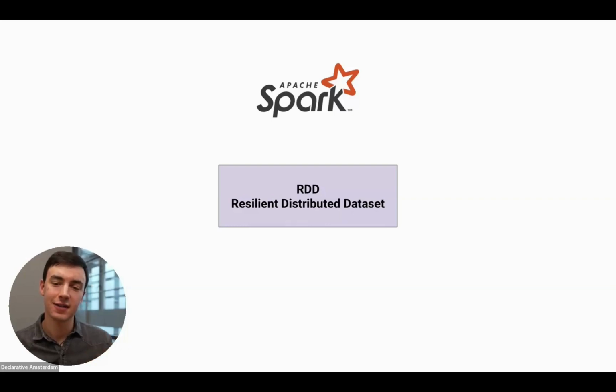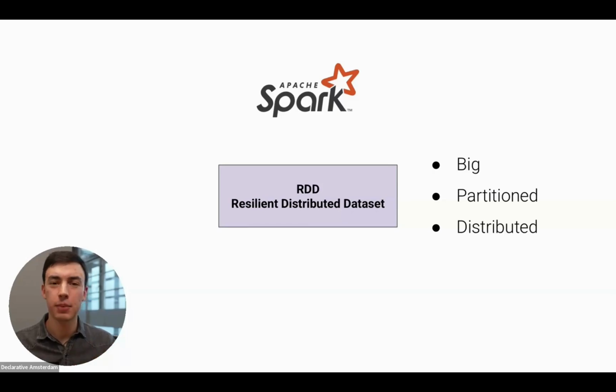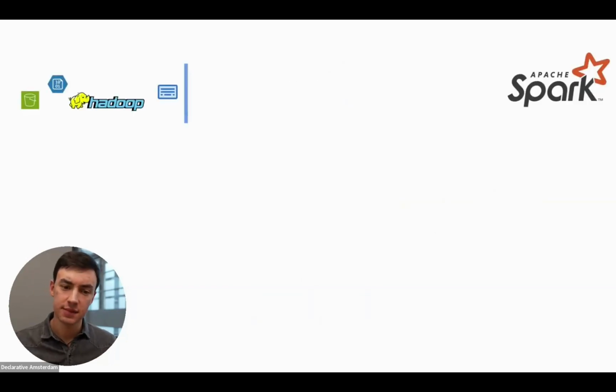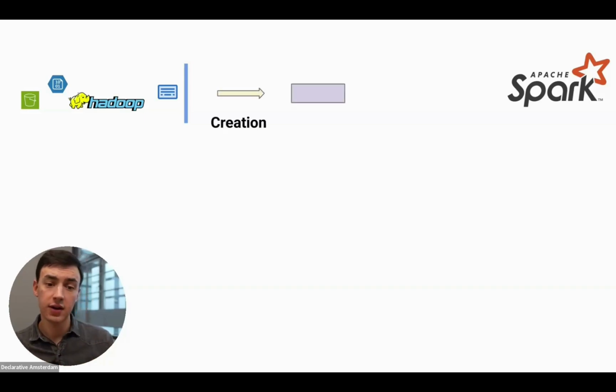RDDs are characterized as being big collections of data that by nature are partitioned and distributed over a cluster of nodes. The life cycle of an RDD follows three distinct phases. First of all, an RDD needs to be created. The creation of an RDD happens starting from any data that can sit on object storage, distributed storage, the local disk, or even created on the fly from the Spark Python or Java APIs.